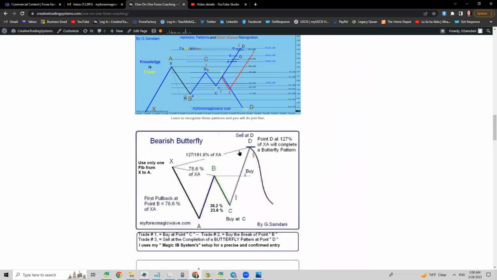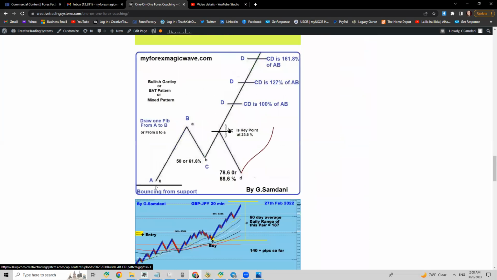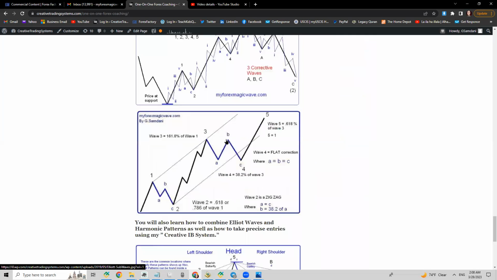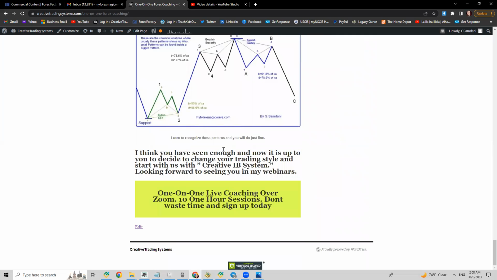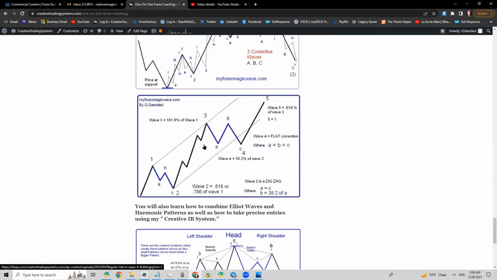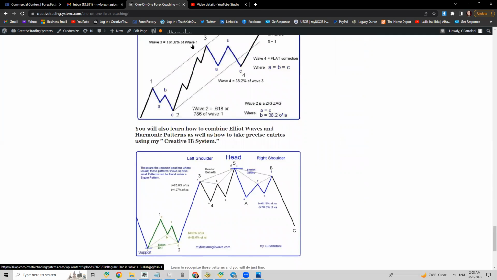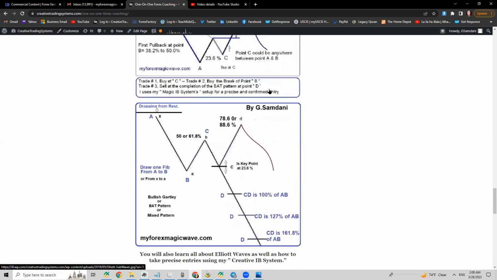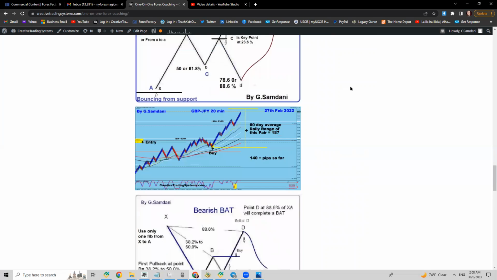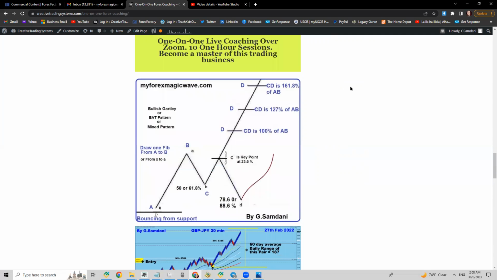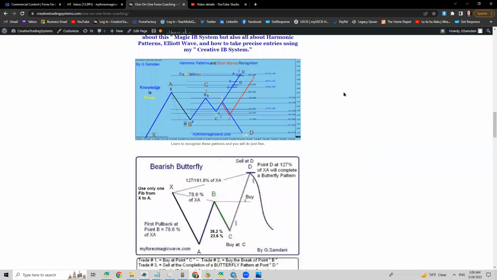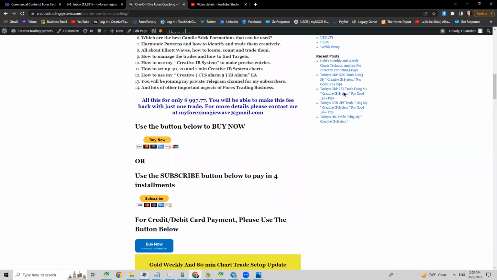If you go down here, you can see harmonic patterns, SNR levels, Elliott wave, different head and shoulders, whatever the Forex market has to offer. Every single thing, because I've been doing this for the last 14 years, since 2008. So I've almost been through everything.